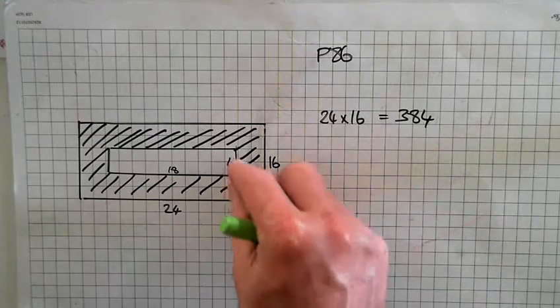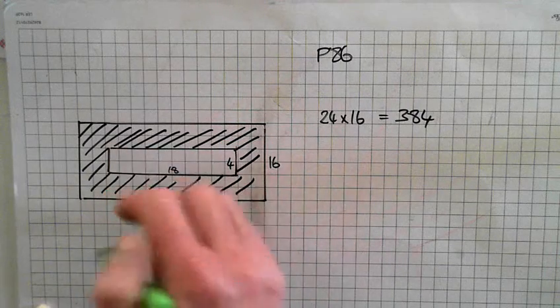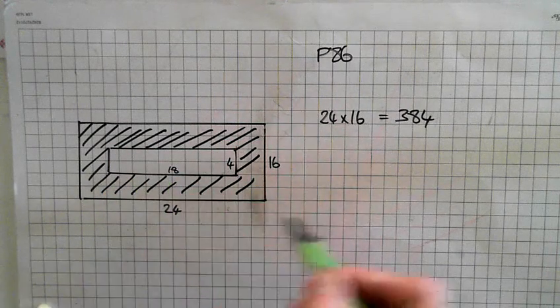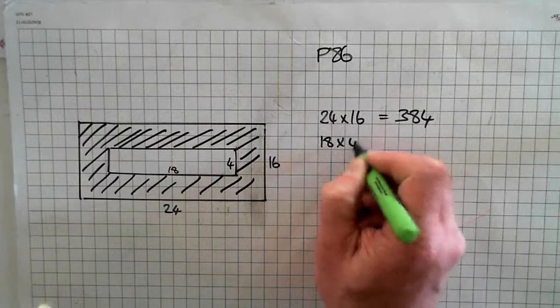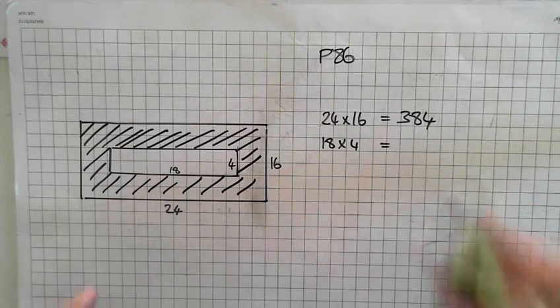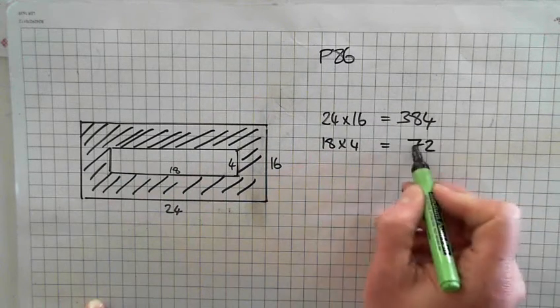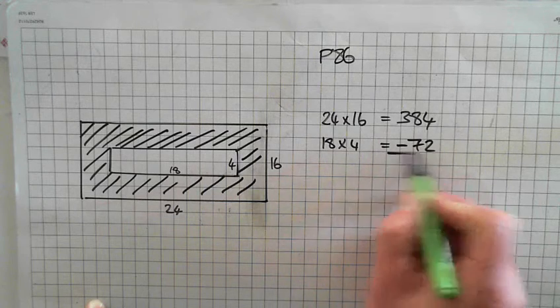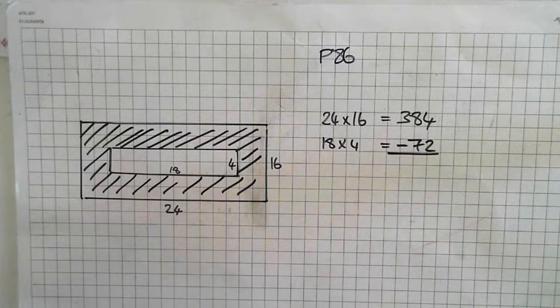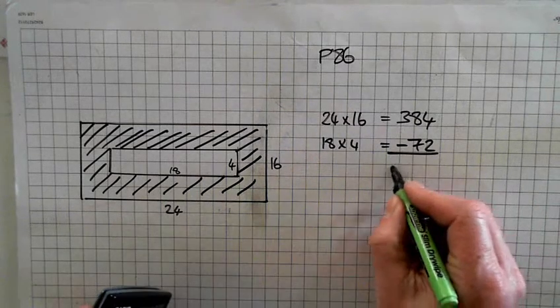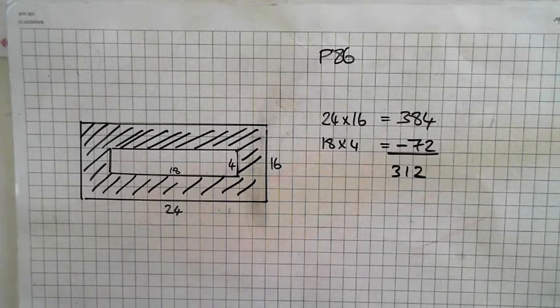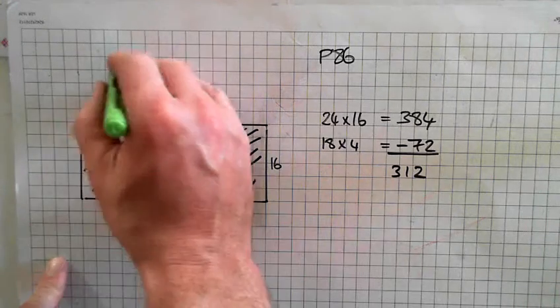Now we want to take out the area of the swimming pool. If this is a pool, length by width, 18 times 4 is equal to 72. And what do we do now if we're taking it out? Minus 72. 312. So that was question 9 part 1.